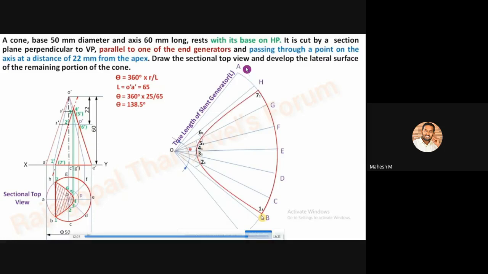Okay, so the remaining portions that have been removed, you don't have to mark the remaining portions with the bold line. Okay, is it clear? Any doubt? Okay, shall I move to the next problem?